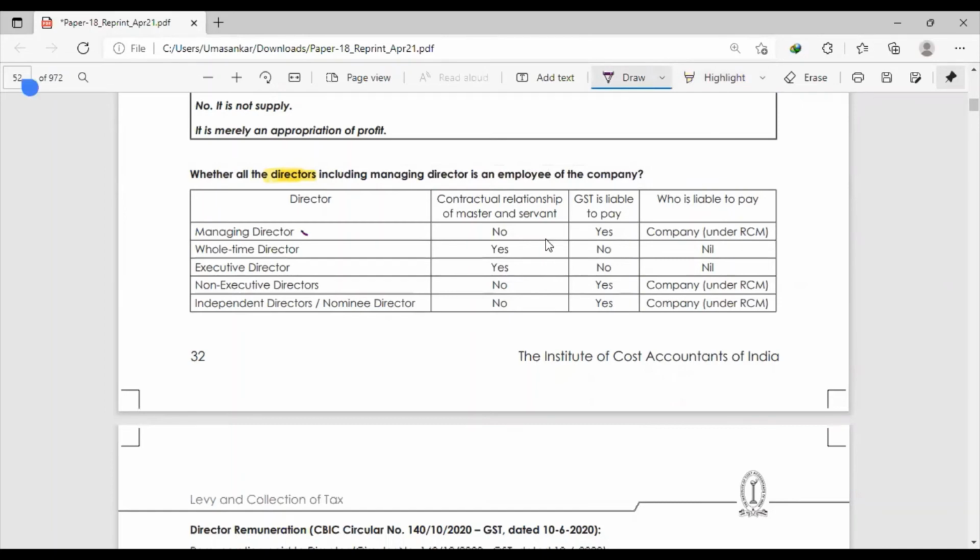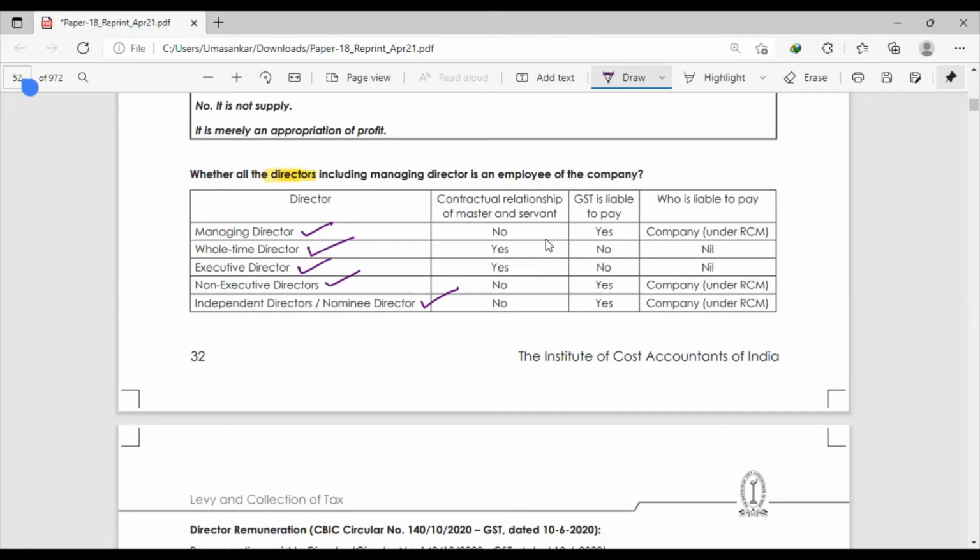See, you might have heard about managing director, full-time director, executive director, non-executive director, independent director. Before going into these, first you need to understand whether for holding these positions there is a contractual agreement or they have permanent employment. If they have permanent employment, then it will come on a regular basis and in the course of employment, so there will be no supply, no GST.